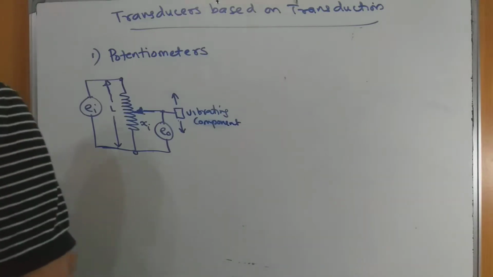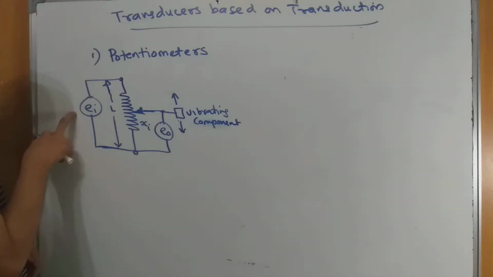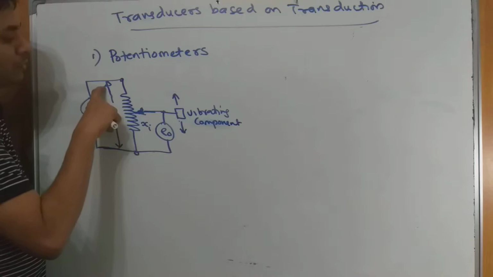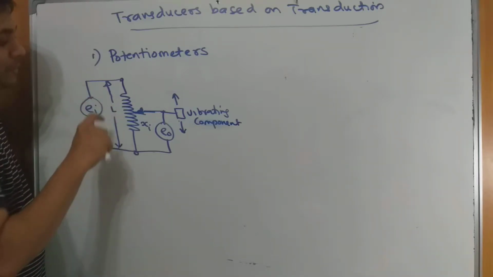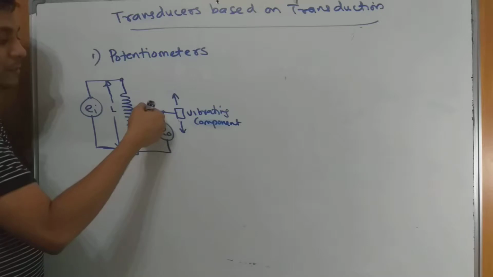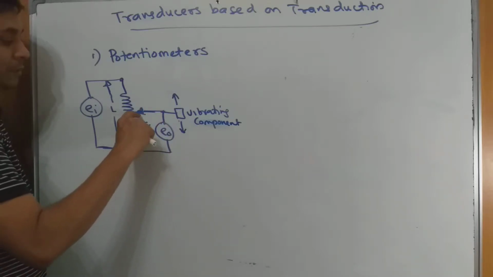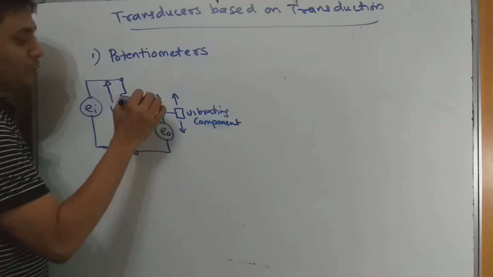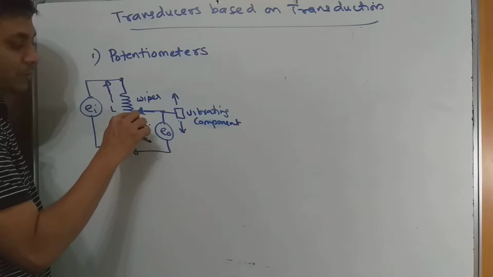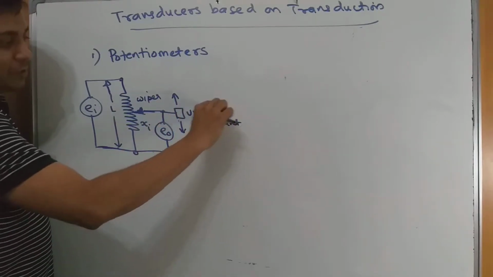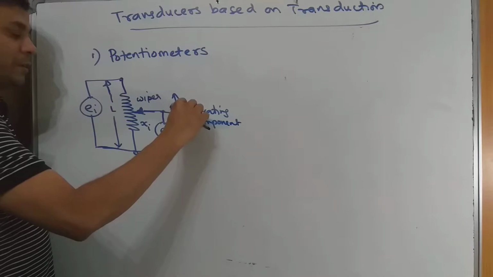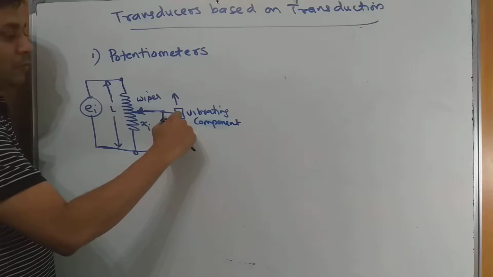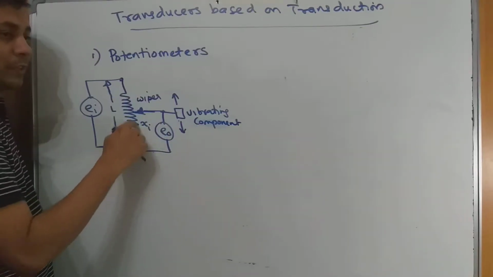So this is the potentiometer sensor. We have the biasing voltage or the input voltage Ei, and assume that the total length of the potentiometer is L, and Xi is the wiper. This part is basically called the wiper, or the movable part. This is the variable part, because to this wiper we attach a vibrating component here. When this component is vibrated, the wiper will also be moving up and down.